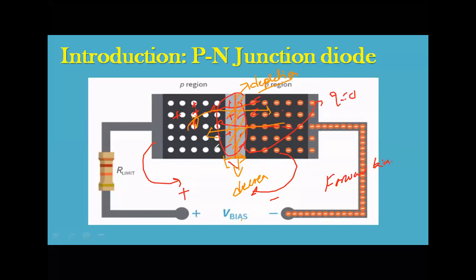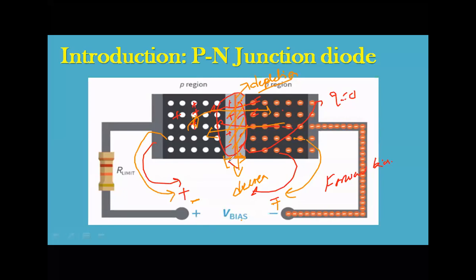When you connect them in reverse bias, which is negative here, positive here, what happens? Holes come to this side, electrons come to this side, and this width increases. The width of the depletion region increases in case of reverse bias.